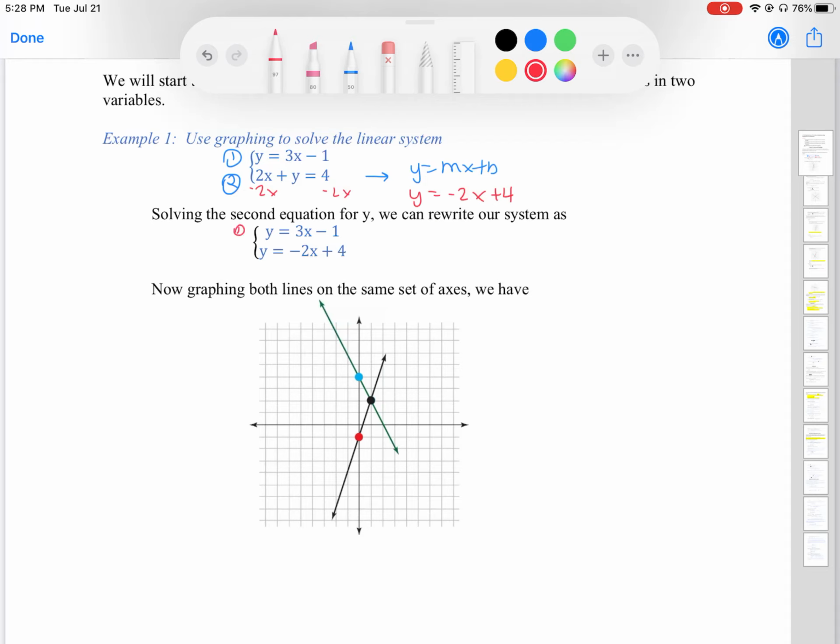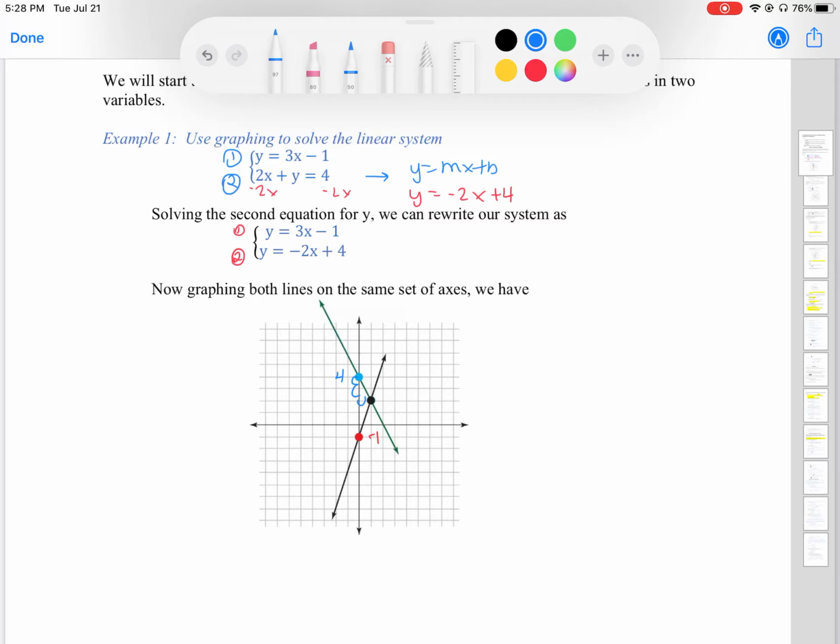So I have my first and my second. Let's graph them. For the first one, I go to my y-intercept of negative 1. I have a slope of 3, so I go up 3 over 1: 1, 2, 3, and then to the right 1. For the next, I have a y-intercept of positive 4, and I have a slope of negative 2, so I go down 2, 1, 2, and to the right 1.